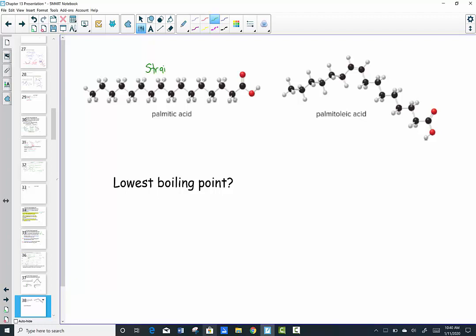I would predict this is a solid at room temperature with a higher melting point as compared to palmitoleic acid, which I notice has a double bond, meaning it is an unsaturated hydrocarbon chain. Because of the double bond, we can see its cis configuration. See how the carbons are coming out of the plane, both pointing down, making that have a lower melting point. And I would anticipate this being a liquid at room temperature.